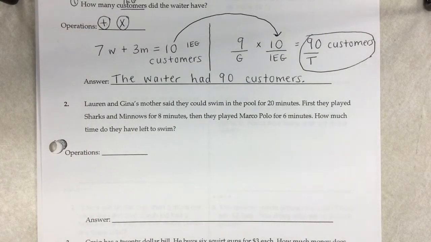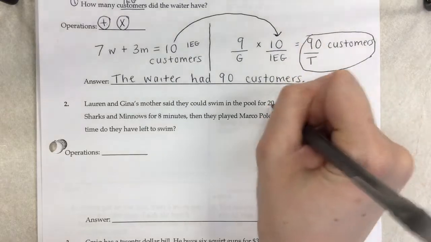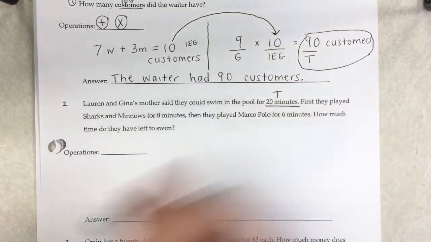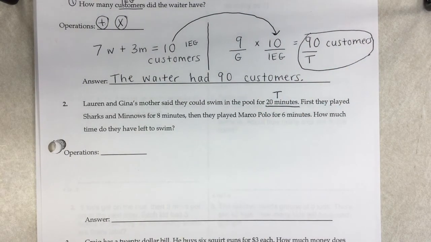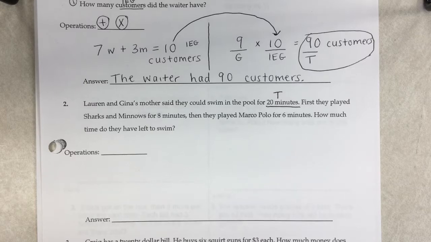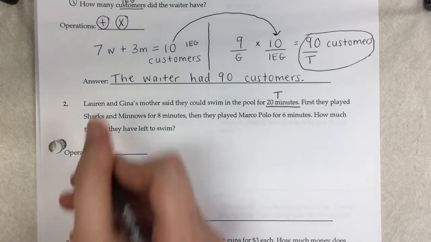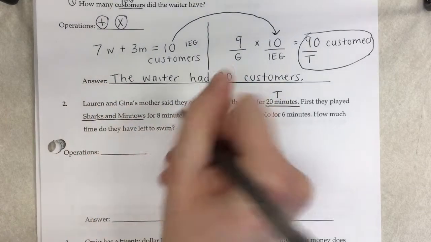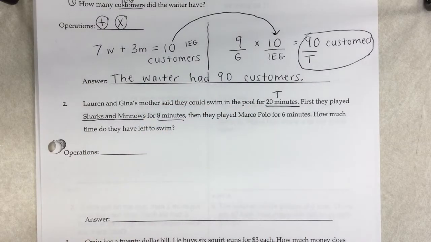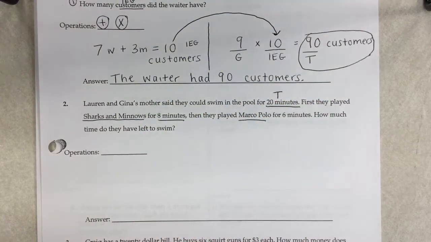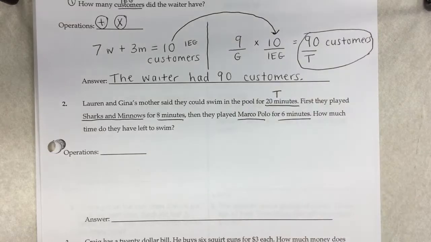Looking at number 2. Lauren and Gina's mother said they could swim in the pool for 20 minutes. So 20 minutes is the total amount of time that they are allowed to swim in the pool. First, they played sharks and minnows for 8 minutes. So I'm going to underline sharks and minnows, 8 minutes. Then they played Marco Polo for 6 minutes.